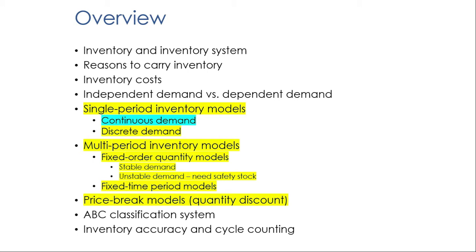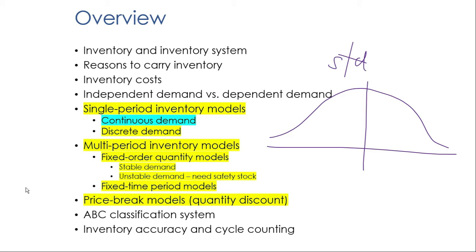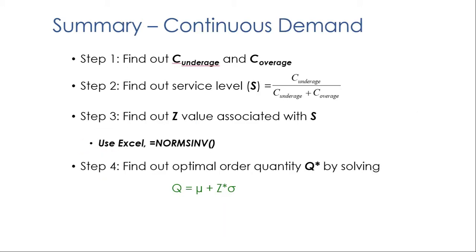If you don't have a probability distribution, you don't have the data that's specific to your problem, then you can use continuous demand models. Because in the continuous demand model, you're going to refer to the standard Z table or the standard normal distribution curve. And these are the steps.